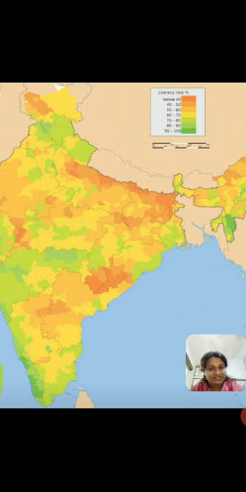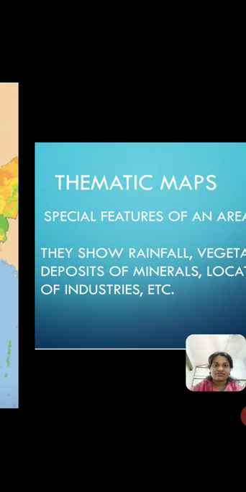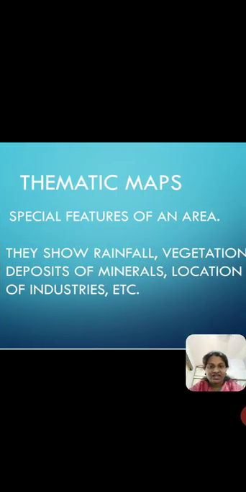Do you remember? Thematic maps is on the screen. What does it show? It shows you the literacy rate. So this map is showing you the literacy rate. Write this down if you haven't written it down. Thematic maps show you the special features of an area, and it could be anything, like it could be the rainfall, vegetation, deposits of minerals, location of industries, anything it could be basically. All right, so these are about thematic maps.